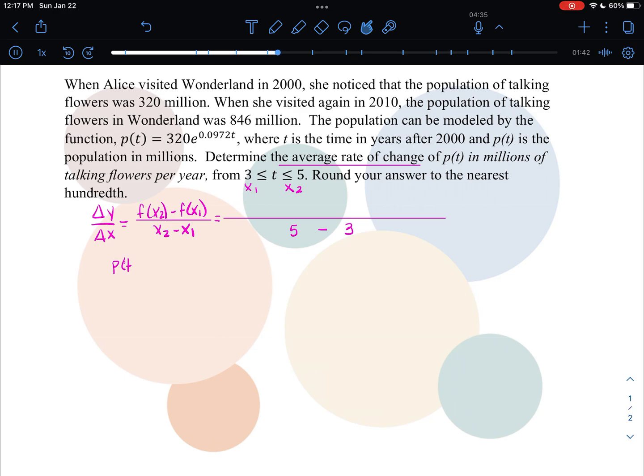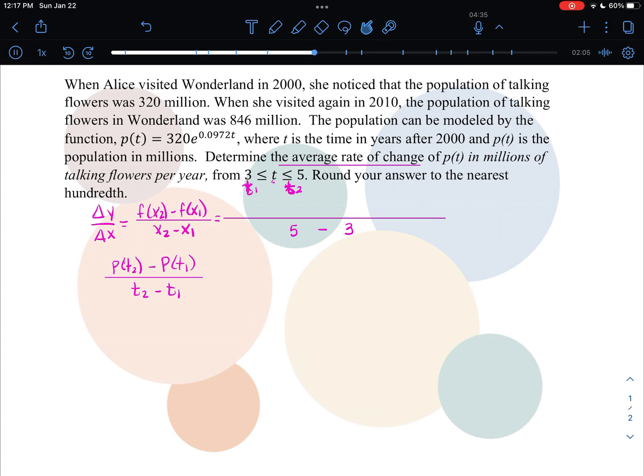This particular function they've also provided for me, it's actually p of t, not f of x, so it's p of t2 minus p of t1 over t2 minus t1. Again, I've already put my t2 and my t1 right here. I think I'll just relabel them as that. This will be t2 and t1.